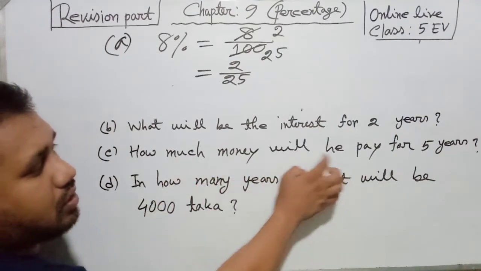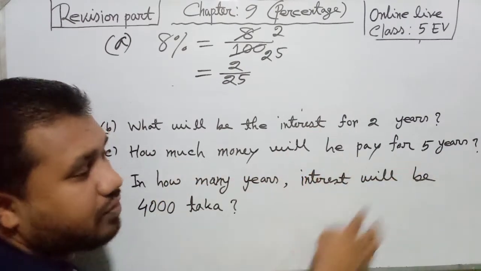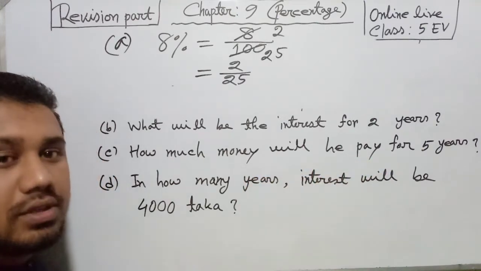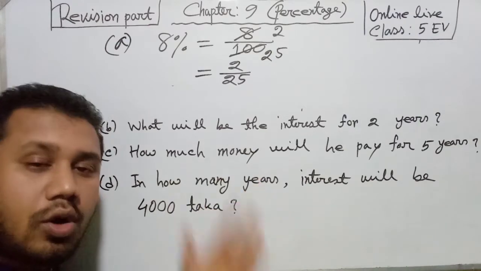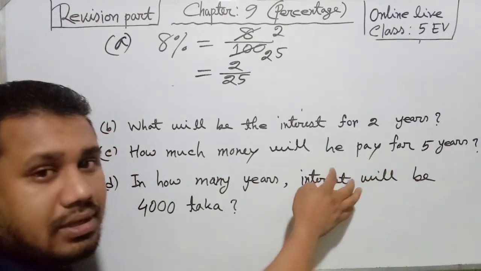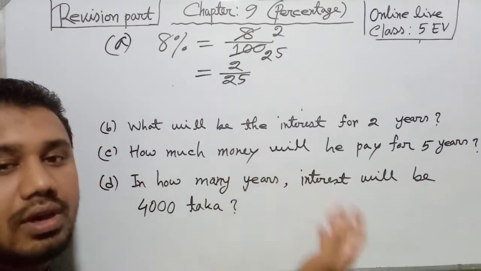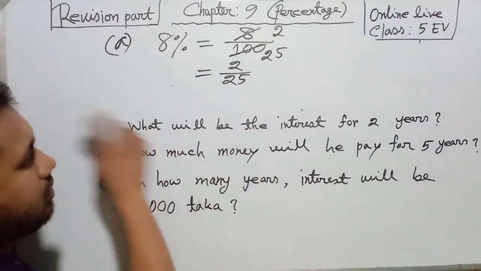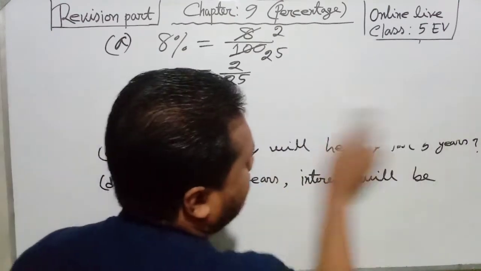Now, C number: how much money will he pay for 5 years? Sir, how much money will he pay? Pay, that means you have to pay the borrowed money and also the interest. So at first you have to find the interest of 5 years. Then we have to add it with the borrowed money, and we know this is 5,000 taka. So I can use it for the answer.